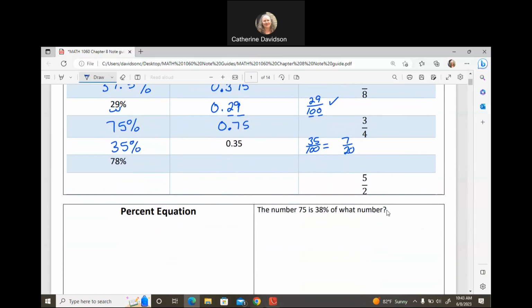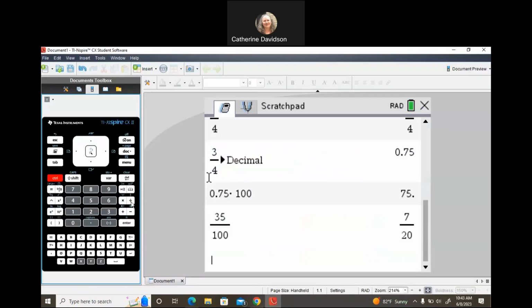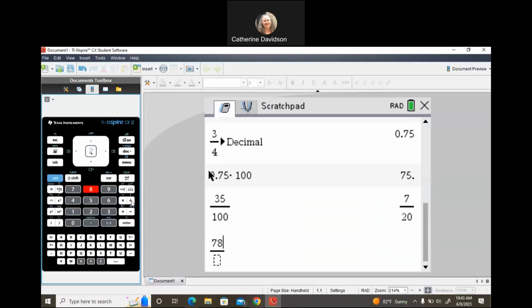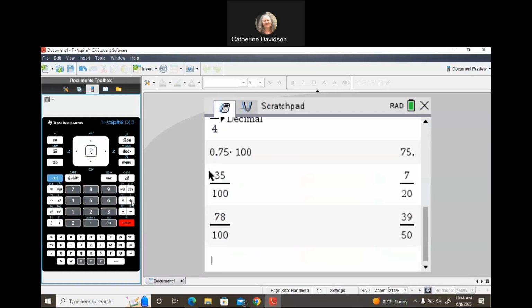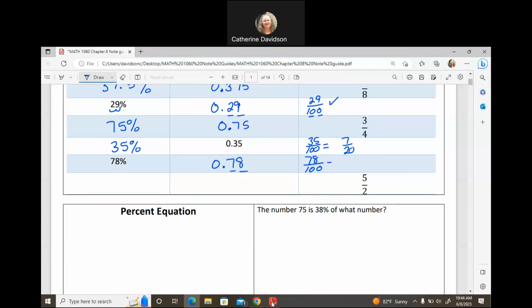All right, 78% as a decimal will be 0.78. And then set it up as a fraction. You'll have 78 over 100 because I have 2 decimal places. I don't want to try and do that in my head. I get 39 over 50. Your fractions do have to be reduced.